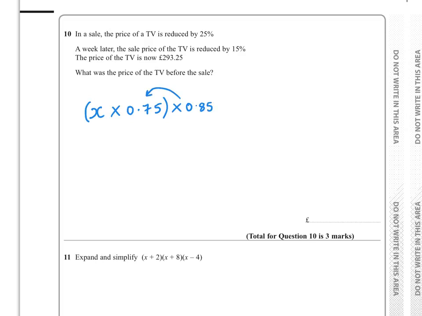It then says the price of the TV is now £293.25. What was the price of the TV before the sale? That is, let's find this value here. Well, to find that value, all we need to do is divide both sides by 0.75 times 0.85.